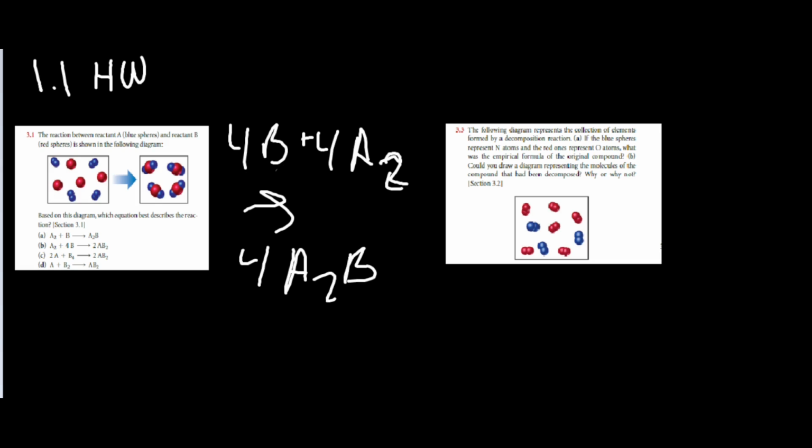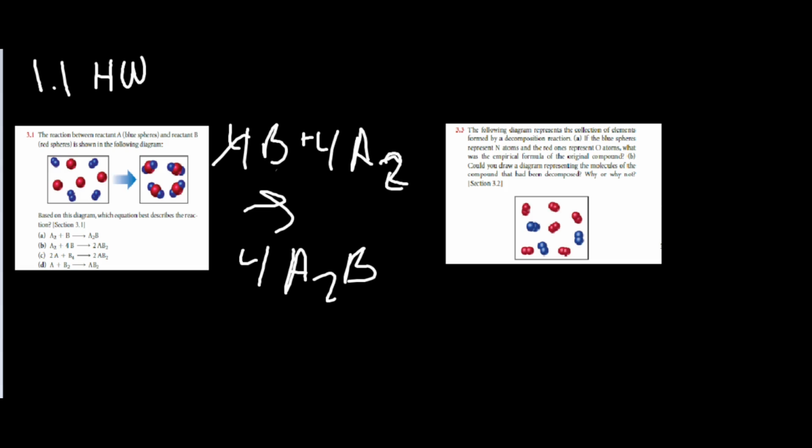So yeah, real quick. So 3.1. The reaction between reactant A and reactant B is shown in the following diagram. Based on the diagram, which equation best represents the reaction? So we have four B's, as you can see, because there are four red spheres, and then we have four A2s because there are two clumps of A in each molecule. So we're going to say A2. That's really weird, right? And then that will be forming 4A2B. Because as you can see, there are two A's and one B in each molecule.